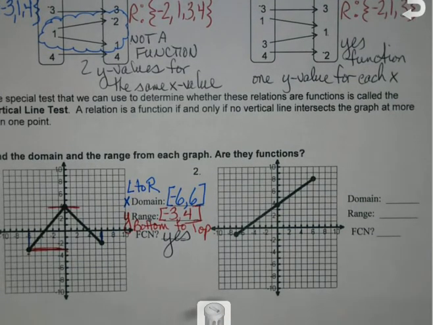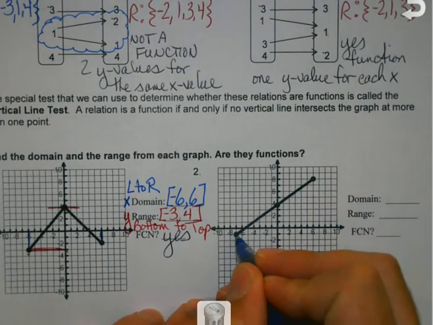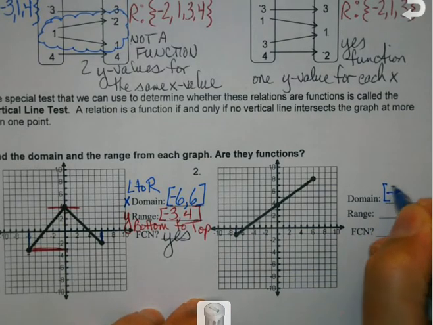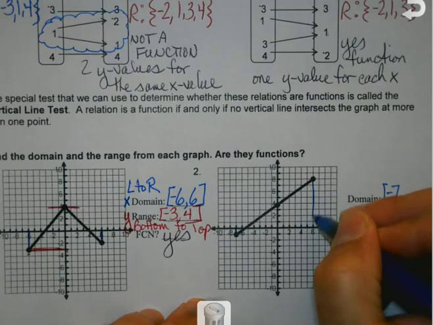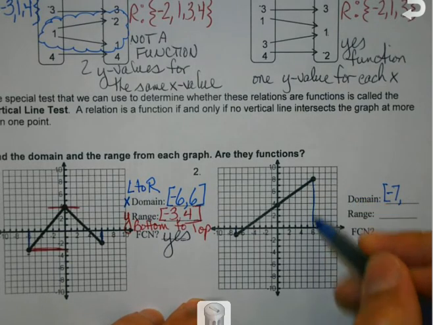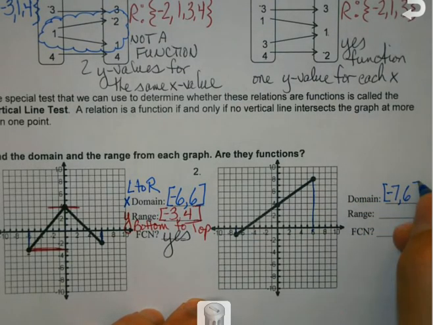Second one, same thing. Okay, domain, leftmost x value, -7. Again, if you need to draw down to see, rightmost points at 6.